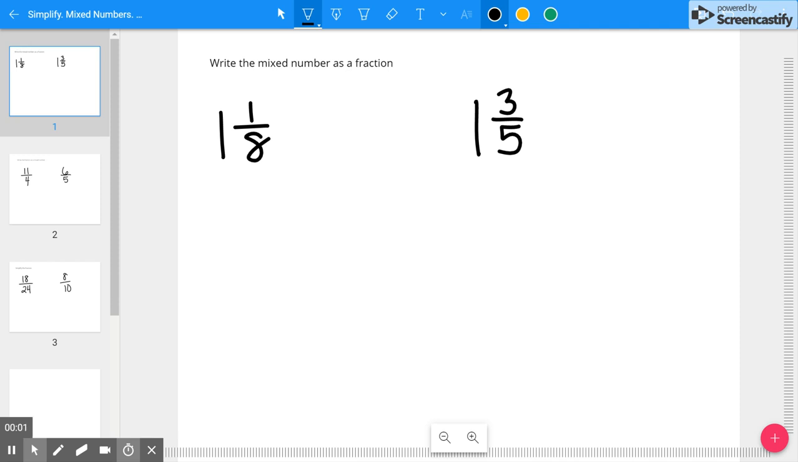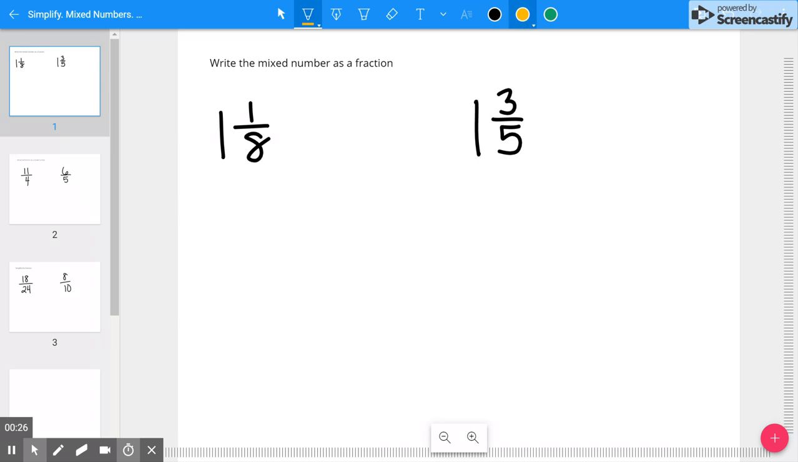So this lesson looks at renaming mixed numbers into improper fractions and renaming improper fractions into mixed numbers and simplifying fractions. So this is a good lesson to come back to as a refresher. So my directions here say write the mixed number as a fraction. A mixed number is when you have a whole number and a fraction glued together. So I have 1 and 1/8.